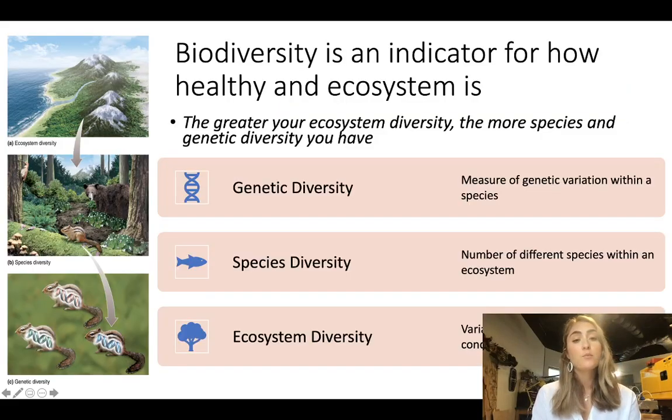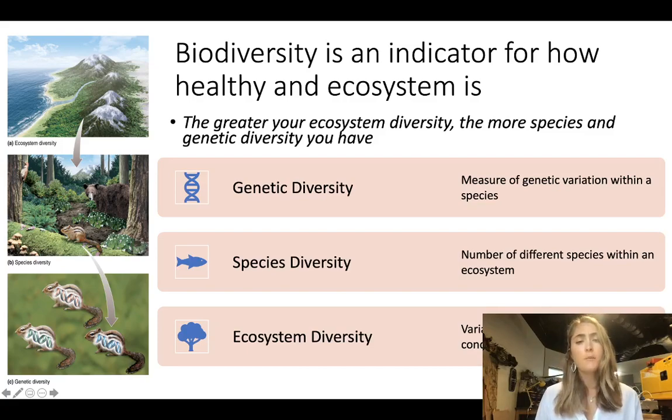So let's first break down biodiversity, and we'll look at how biodiversity can be an indicator for how healthy an ecosystem is by talking about how it plays a role in an ecosystem's ability to respond to a disturbance. So we can further classify biodiversity into three categories: genetic diversity, species diversity, and ecosystem diversity.